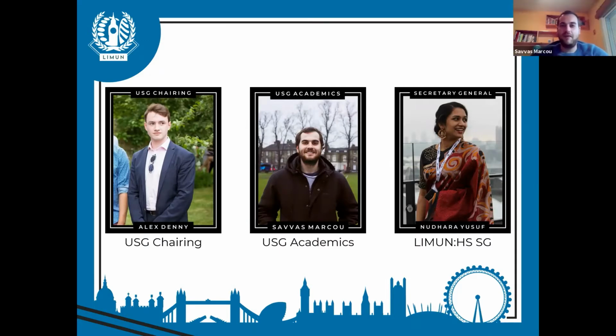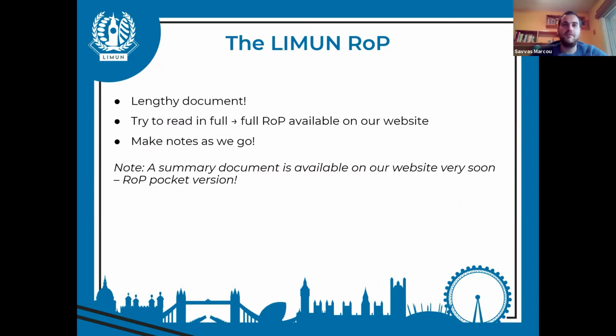We'll be moving on to explain very briefly what the RoP document is. You can find it on our website. It has been published on the academic resources page of the Lyman website. It's quite a lengthy document, exceeding 30 pages, but fear not, we are here to explain what the science in that madness is with this video today. We do encourage you to take notes as we go. And please note that an RoP summary document, which we call the RoP Pocket version, is also now available on our website.